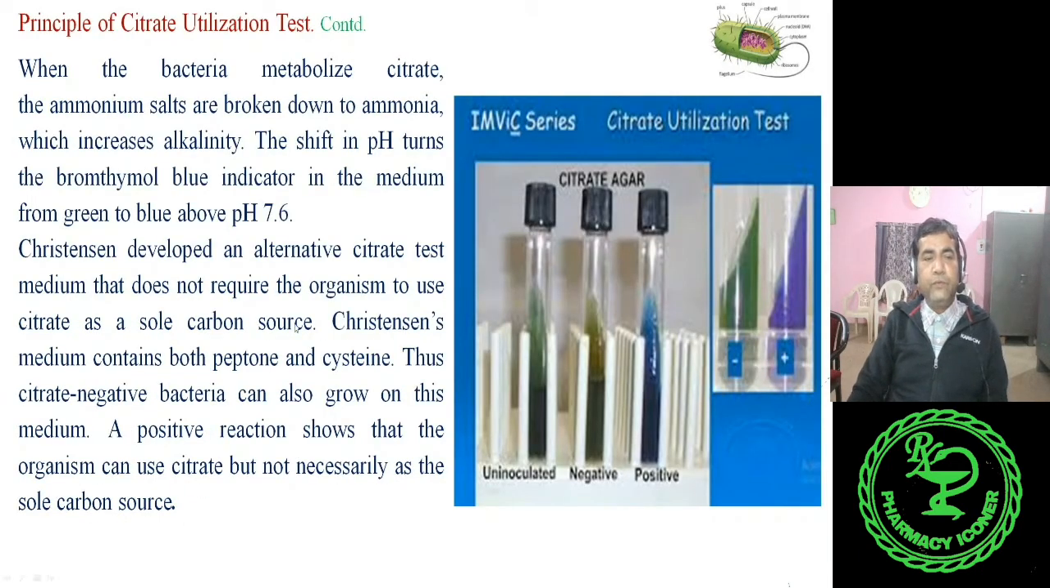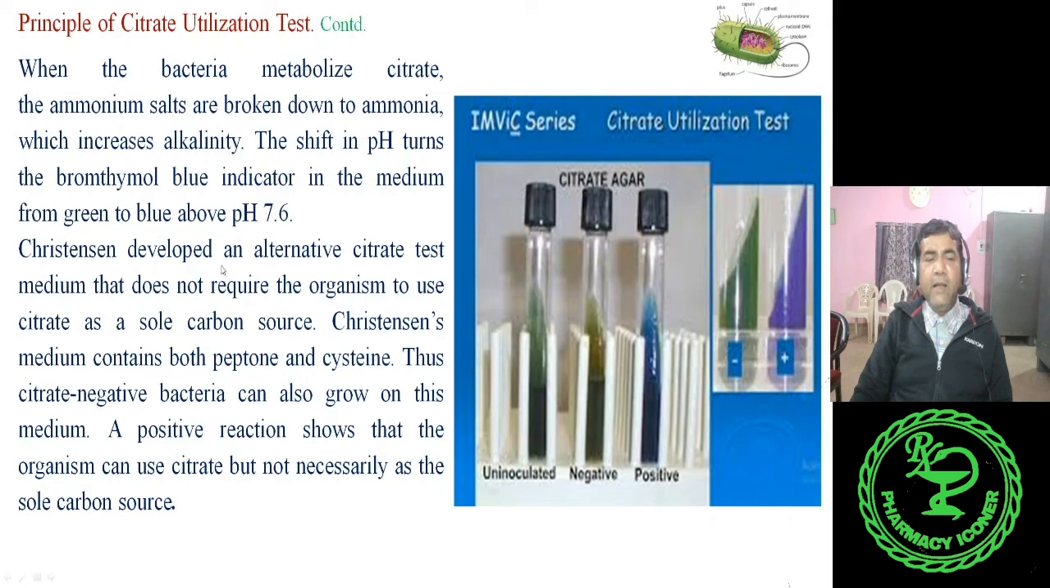So what happens when the bacteria metabolize citrate? The ammonium salts are broken down to form ammonia, which increases the alkalinity. The shift in pH turns the bromothymol blue indicator in the medium from green to blue above 7.6.